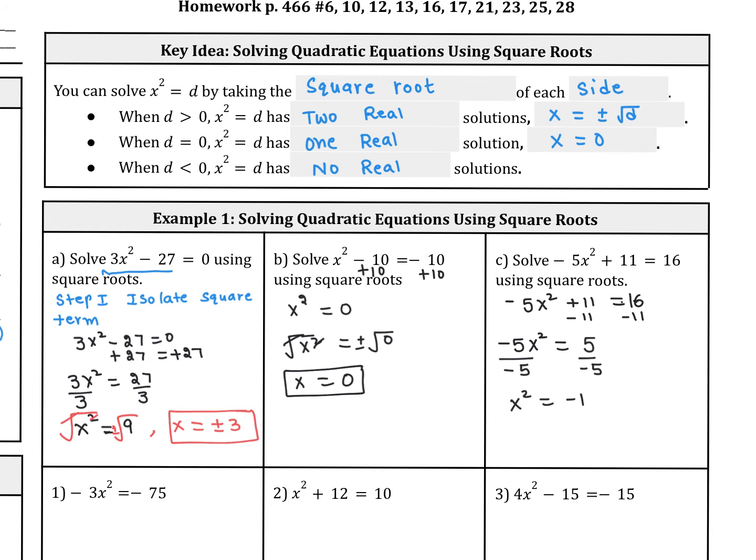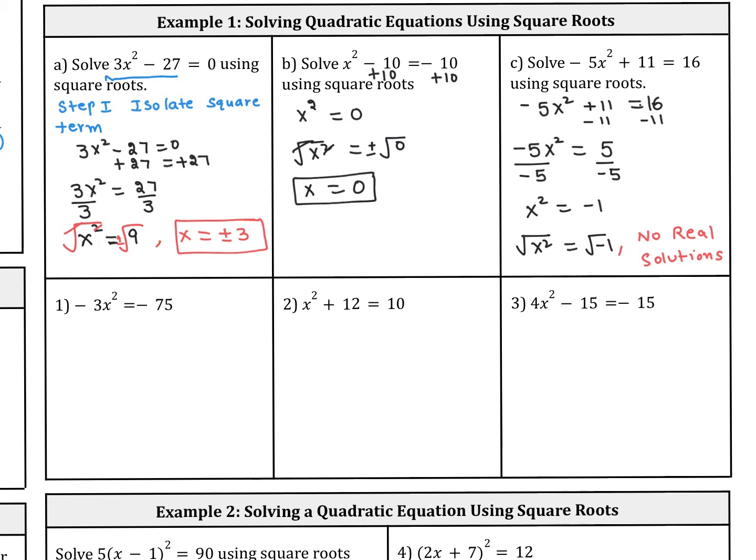And it said here, if d, that is this one, if the d that is negative 1, is less than 0, then we are going to have no real solution, because when you take a square root on both sides, the inside of the radical becomes negative, which means that you're not going to have any real solution. So no real solutions.